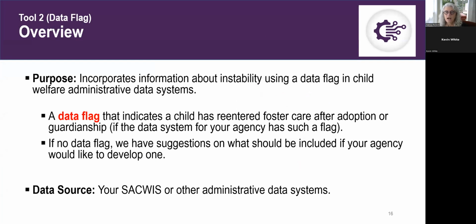When children re-enter foster care after adoption or guardianship, some agencies use a flag in their child welfare administrative data systems to identify children who have re-entered foster care after adoption or guardianship. The Tool 2 Data Flag tab incorporates information about instability using this data flag. The data for this tool comes from your SACWIS or other administrative data systems. For agencies that have a data flag, this tool should be fairly straightforward. For agencies that do not have a data system flag, we provide suggestions on what should be included if you want to develop a flag. You may skip this tool if you do not have the resources to develop a data systems flag at this time. Next.